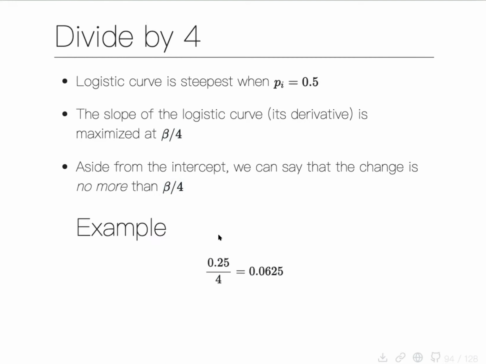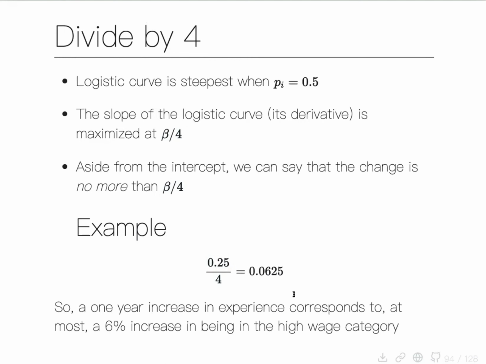So for example, our coefficient is 0.25. We divide that by 4, we get a value of 0.06. So we can say a 1-year increase in experience corresponds to, at most, a 6% increase in being in the high wage category.